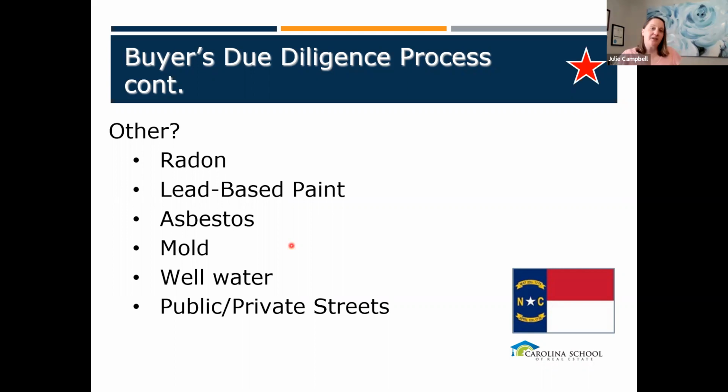Questions on the buyer's piece of the due diligence? Obviously, they're the ones with all the work to do, most of the work to do during due diligence.